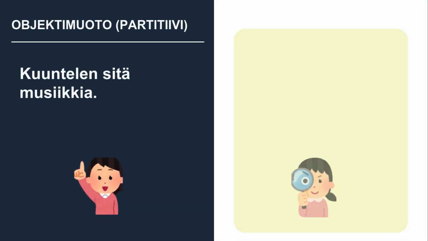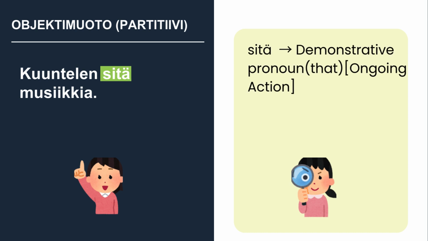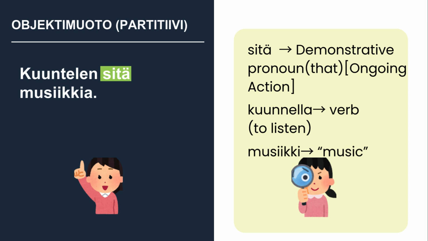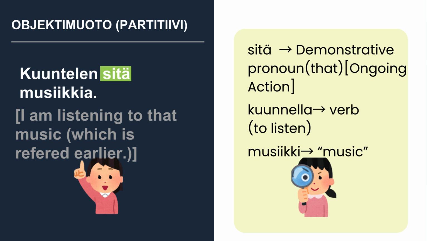Kuuntelen sitä musiikkia. Here, sitä is a demonstrative pronoun which means that. Kuuntelen means I am listening. It comes from the verb kuunnella means to listen. Musiikki means music. Kuuntelen sitä musiikkia means I am listening to that music. Again, this is an ongoing action, so we use partitive form of demonstrative pronoun, sitä.